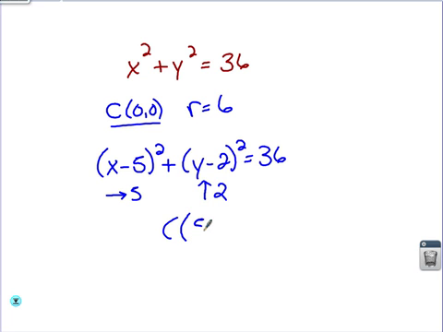5, 2. Right 5, that's a positive 5. Up 2, that's a positive 2. And again, you can simply obtain that by taking the opposite of this number. Take the opposite of this number. That's going to tell you where your center's at. Now let's work that backwards.